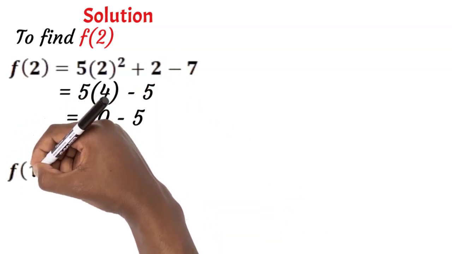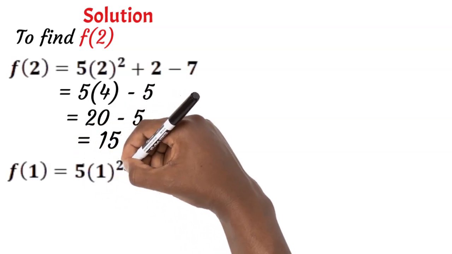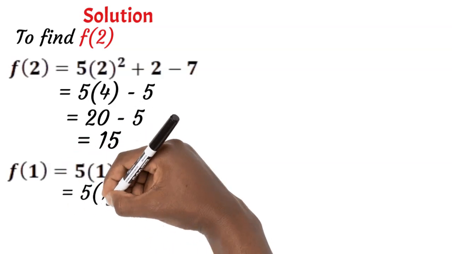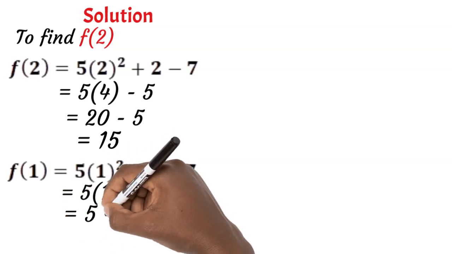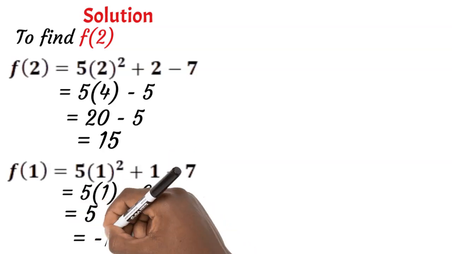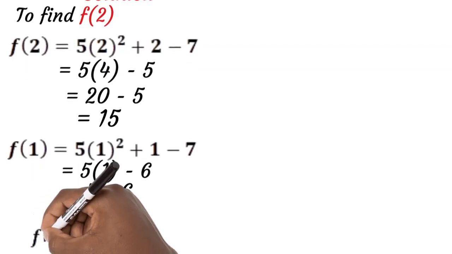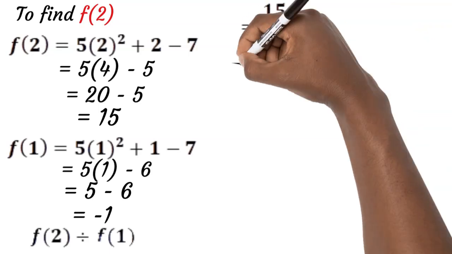Then f of 1 equals 5 into 1 squared plus 1 minus 7. You know that 1 squared is 1. So we have 5 of 1 minus 6. So 5 multiplied by 1 is 5, and minus 6. 5 minus 6, we have minus 1. So our f of 2 divided by f of 1 will be 15 divided by minus 1. So that will give us minus 15.